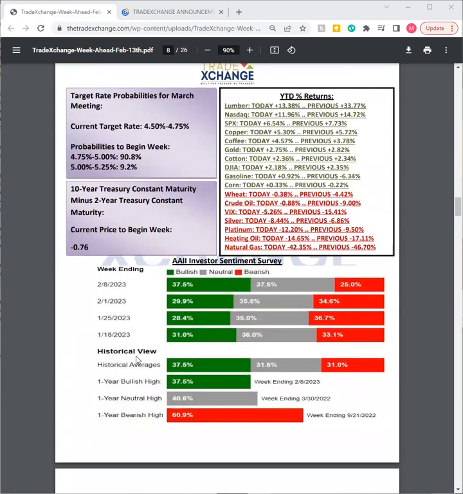Your target rate probabilities, members, for your March meeting. As of right now, the odds are for over 90% of a 25 basis point hike. Your 10-year Treasury constant maturity minus your 2-year, which we discussed earlier on the inverted yield, you're at a minus 0.76.